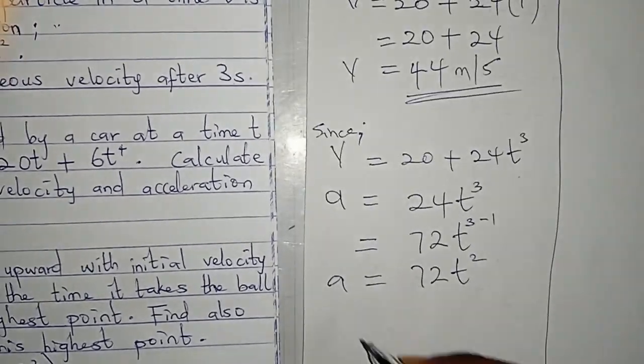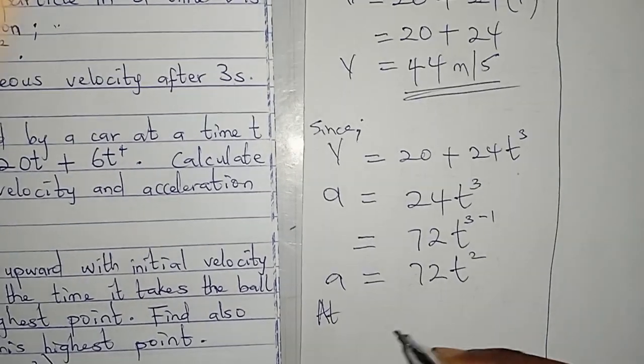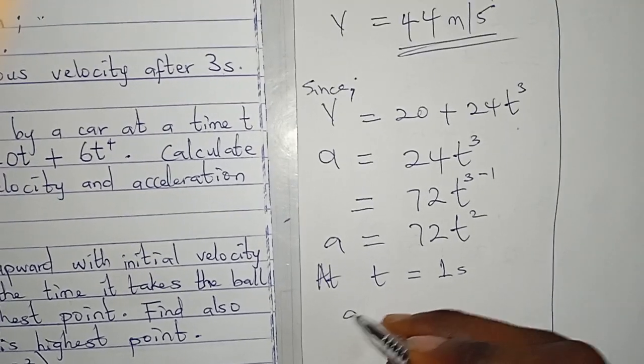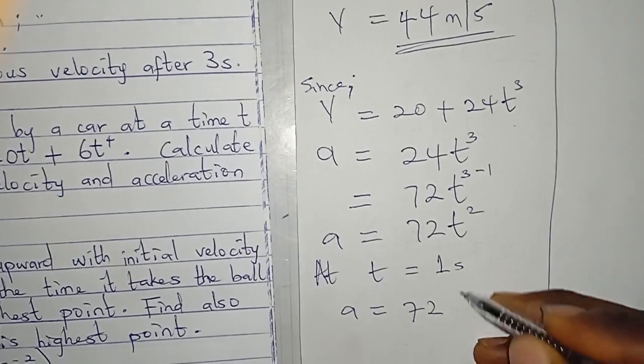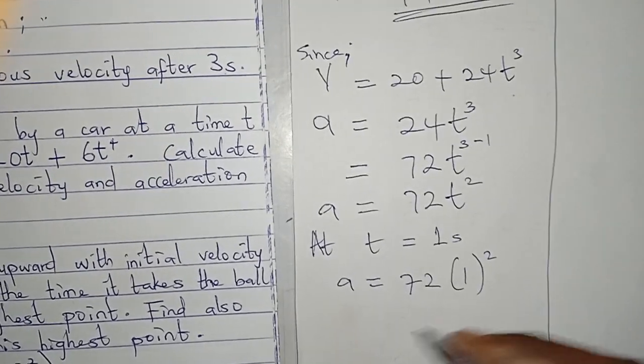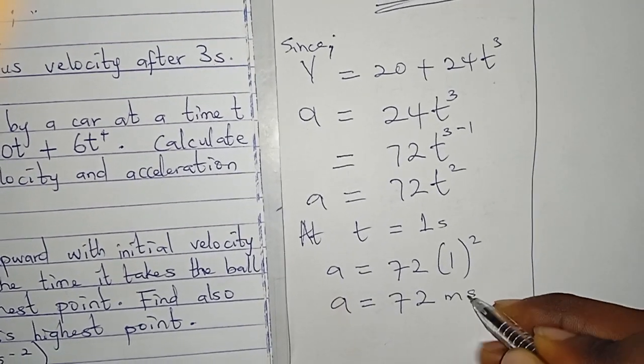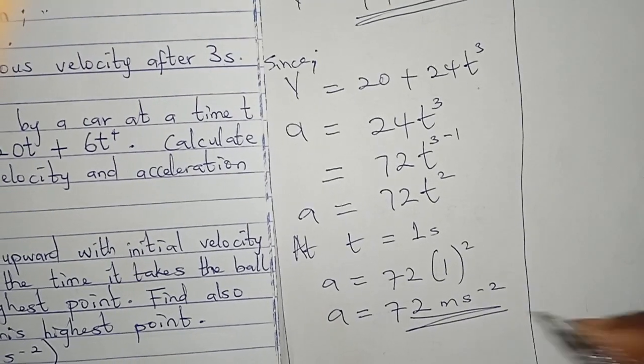That is your a. And remember that at t equals 1 second, a will be equal to 72 into 1 raised to power 2. And anything raised to any power is 1. So a is equal to 72 meters per second square. Very simple.